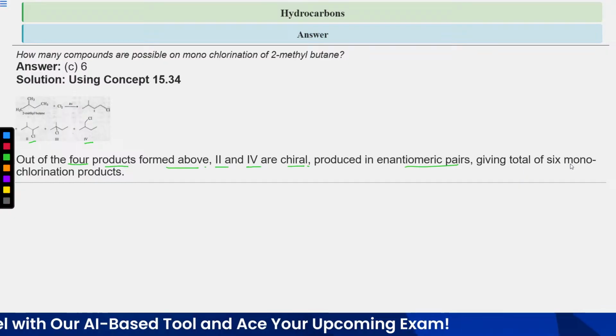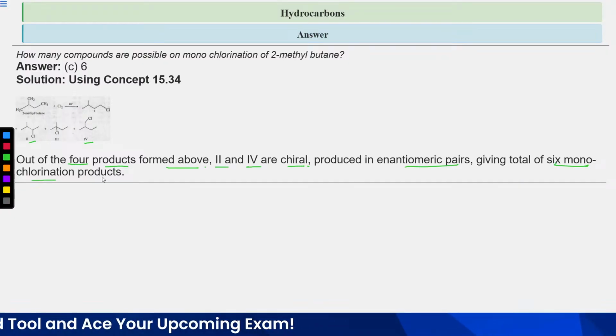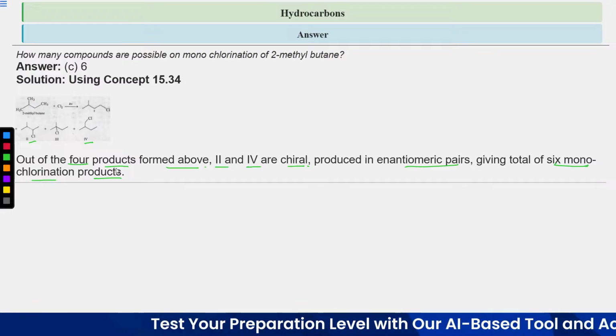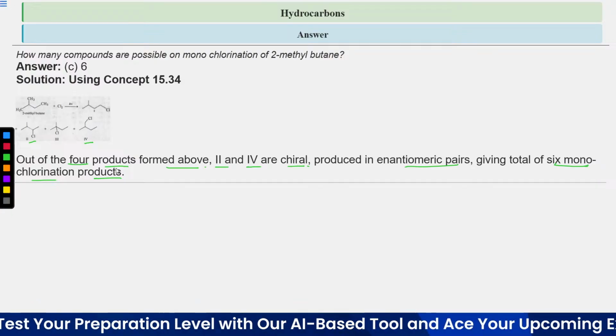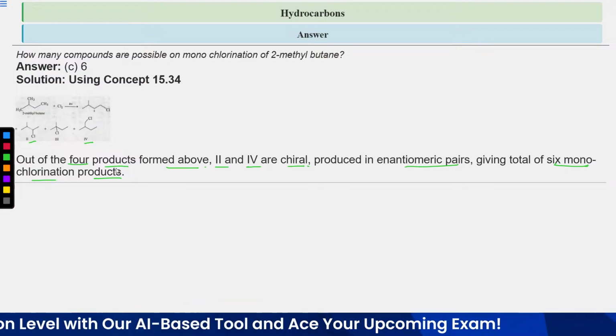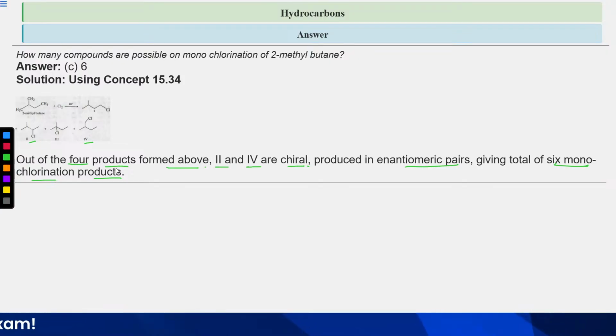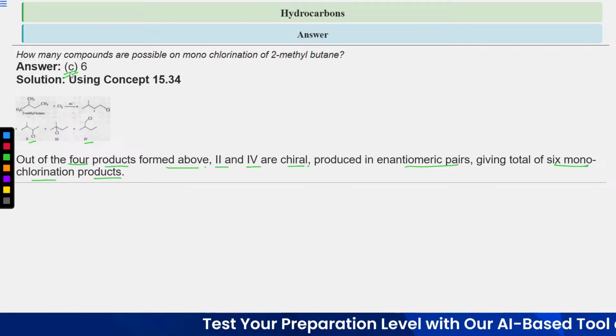So giving a total of 6 monochlorination products, and that is why along with these four, two more compounds exist which we get after the monochlorination of 2-methylbutane, which are nothing but enantiomers of the chiral compounds we obtained, that is, the second and the fourth structures, right? So we get a total of 6 monochlorination products possible, and that is why we have our correct answer as option C. Let's move on to the next one.